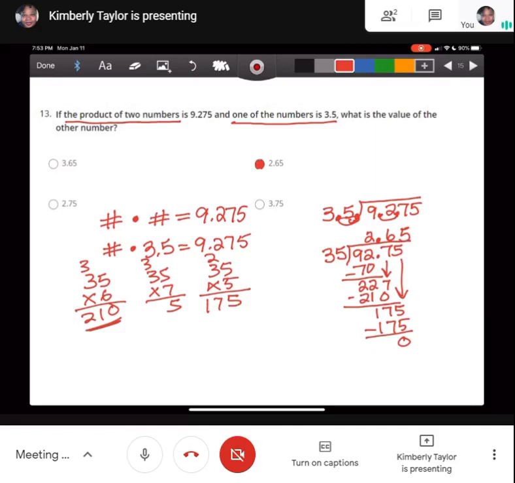Now, with the GED, can you use calculators? I have no idea. If you know, let me know. But just in case you can't use a calculator, better know how to do this long division.